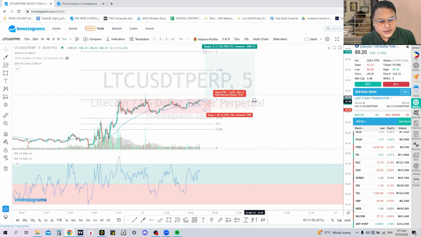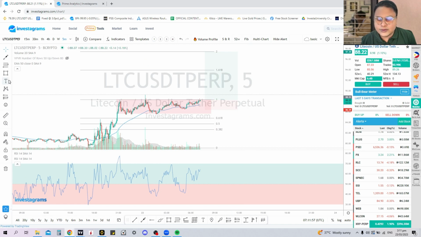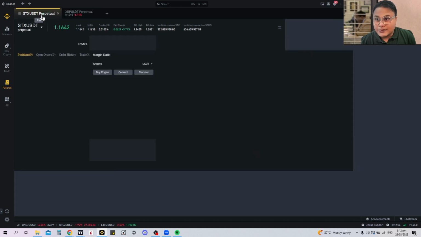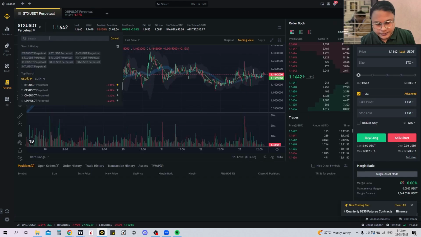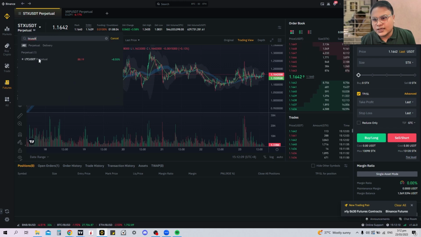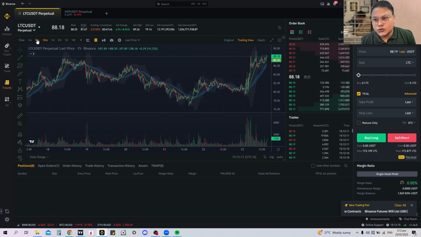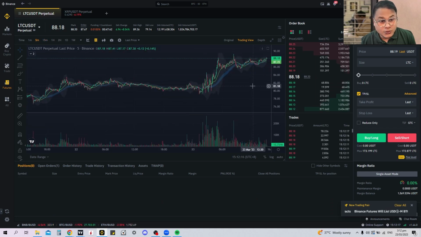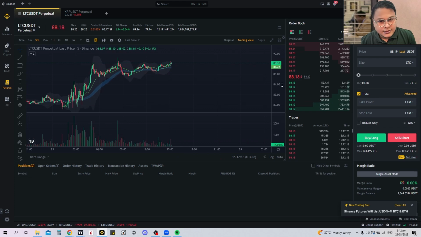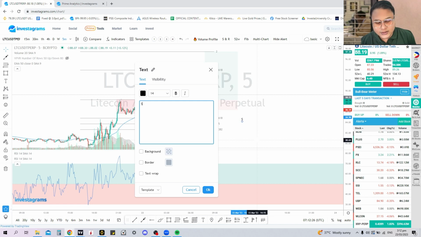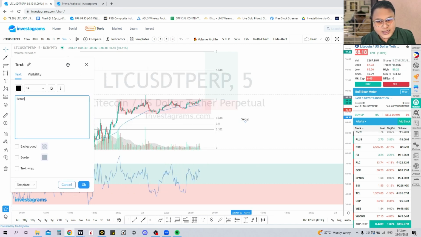So sa akin, pwedeng hindi ko na ilagay yung text tool since we are on a lower time frame. Ang pwede kong gawin dyan is i-apply na siya sa Binance natin in execution. So punta tayo sa 5-minute time frame to double check everything. Yan, formalize na lang natin, setup. 5-minute time frame, 'di ba?